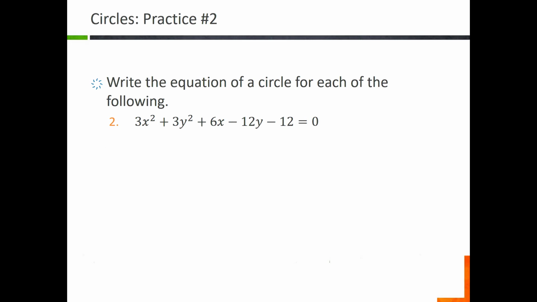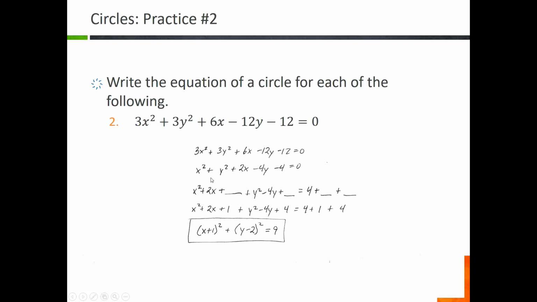All right, let's look at another example. This time we're given the equation of a circle, but it's in general form, so it's just all factored out. So we have 3x squared plus 3y squared plus 6x minus 12y minus 12 is equal to 0. What we should notice here first is that all the numbers are divisible by 3. So let's just divide everything by 3. That will give us x squared plus y squared plus 2x minus 4y minus 4 is equal to 0.